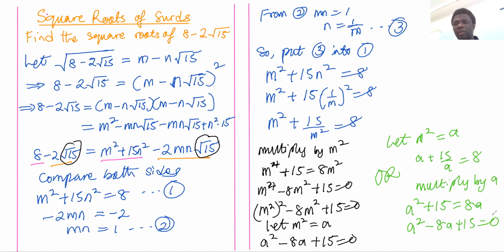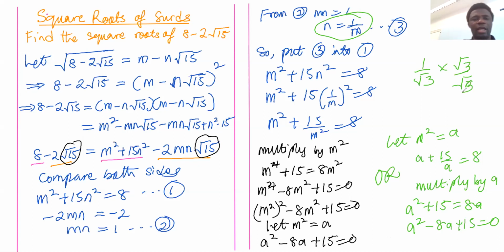So I want you to complete this. You solve this, you are going to end up getting a is equal to 3, a is equal to 5, which means your m is root 3 and root 5. So when you get your m, put it back in n. So 1 over root 3, you rationalize. Remember how to rationalize, times root 3 over root 3. You get your n. So you get your m, you get your n, substitute here and simplify. Then you get the two possible square roots.